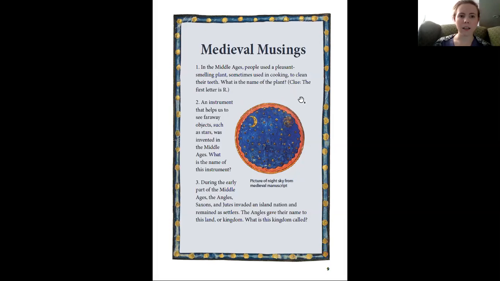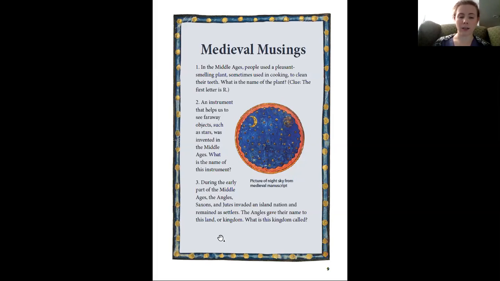Number 2 says an instrument that helps us to see faraway objects, such as stars, was invented in the Middle Ages. What is the name of this instrument? So I see right here there's an illustration. It says a picture of night sky from medieval manuscript. It kind of looks like they're looking through a tool that scientists use even today to look up at the stars. So this instrument means a tool, not just a musical instrument. A musical instrument is a tool used to play music. But what was this instrument to help see faraway objects?